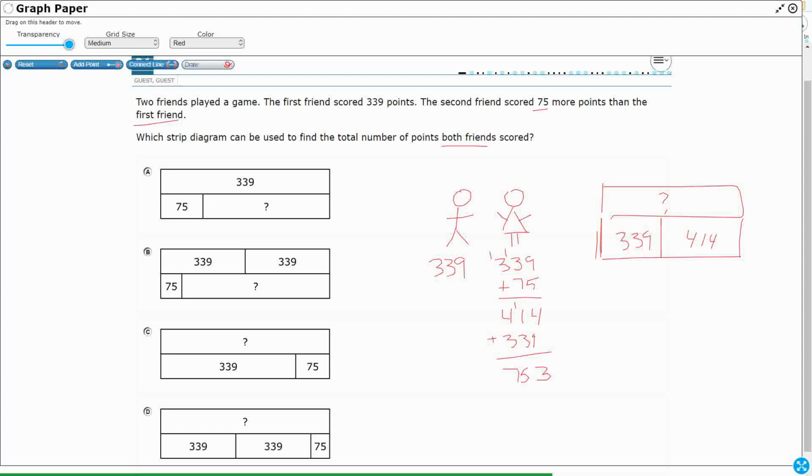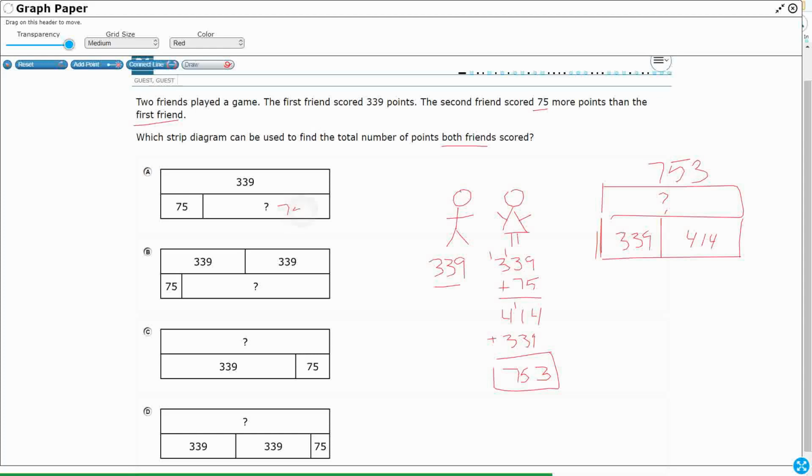So take a look at what I actually added, right? So I added 339 and then I added that 414. That was a 339 and 75. So I'm going to keep that in mind. I know that my answer is 753. So let's just plug that into the question mark and see if that will help us.